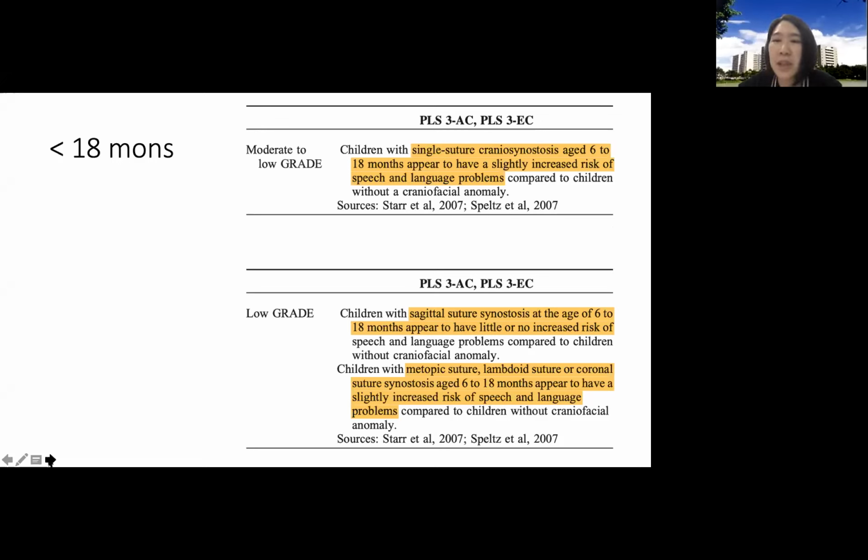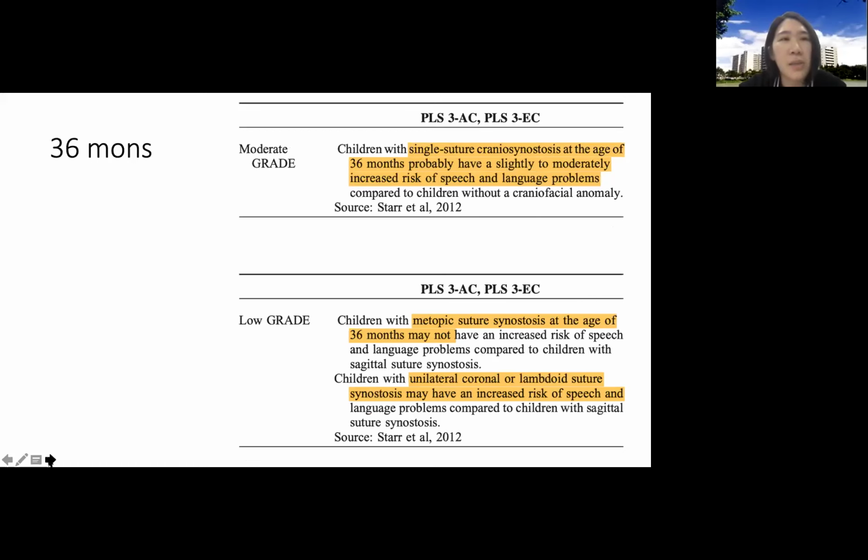The children with a metopic, lambdoid, or coronal suture synostosis at age 6 to 18 months appear to have a slightly increased risk of speech and language delay compared to those children without craniofacial anomalies. How about the children at the age of 3 years old? They found that single suture craniosynostosis at the age of 36 months probably have a slightly to moderately increased risk of speech and language problems.